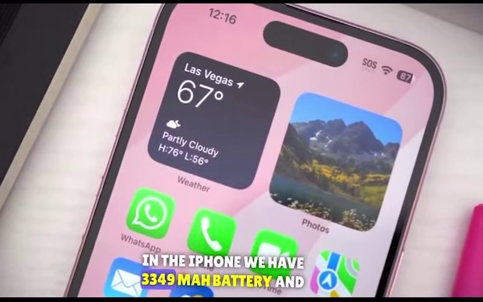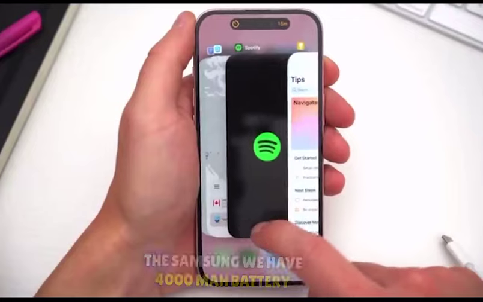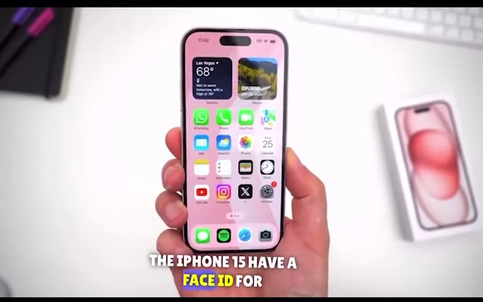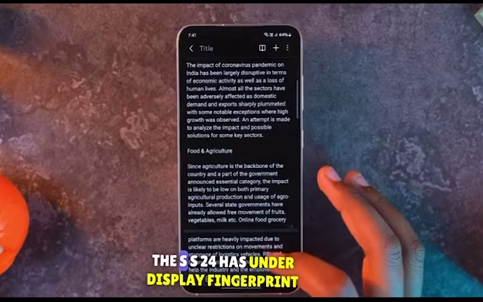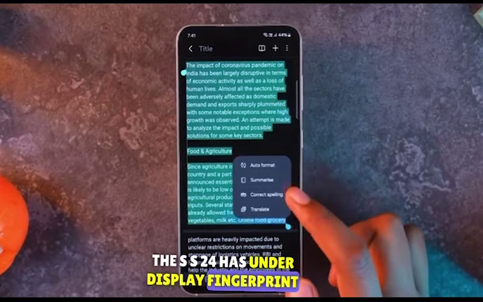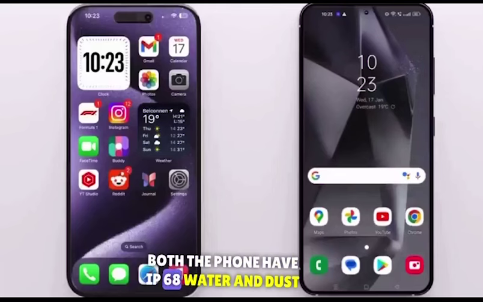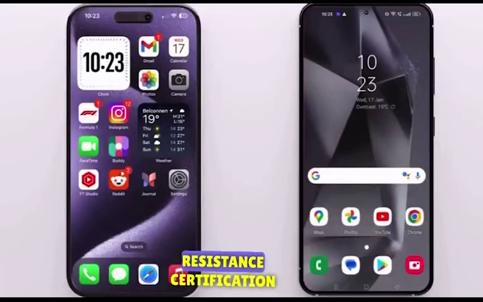In the iPhone, we have a 3,349 mAh battery, and in the Samsung, we have a 4,000 mAh battery. Both phones give you fast charging. The iPhone 15 has Face ID for authentication. The S24 has an under-display fingerprint scanner for authentication. Both phones have IP68 water and dust resistance certification.